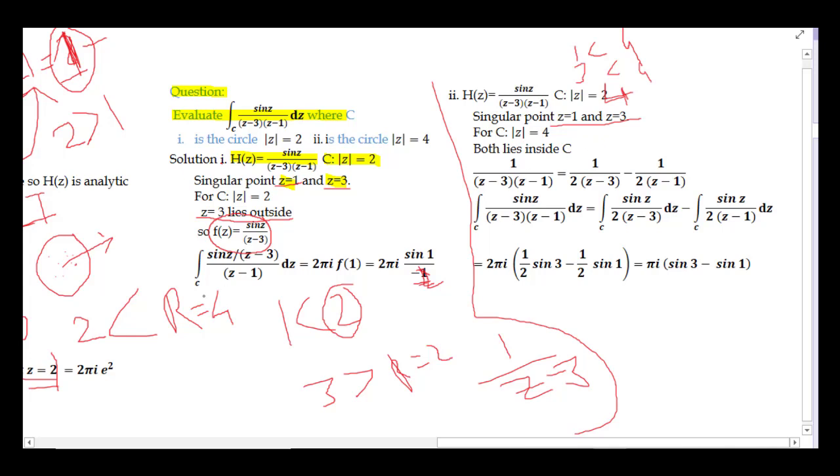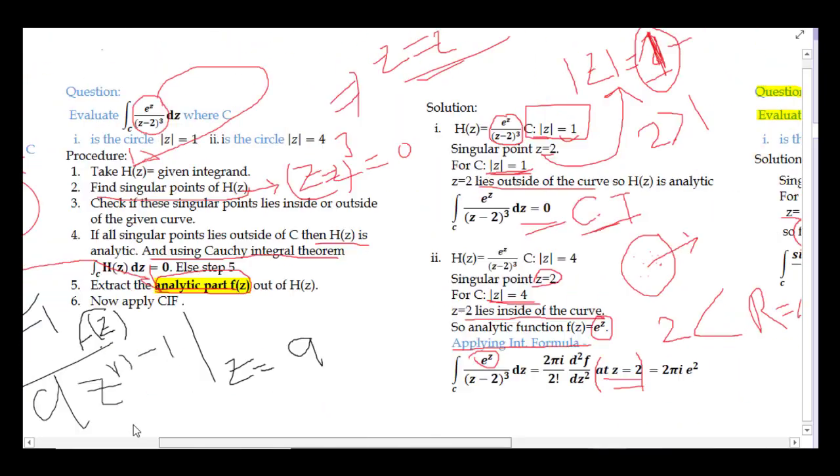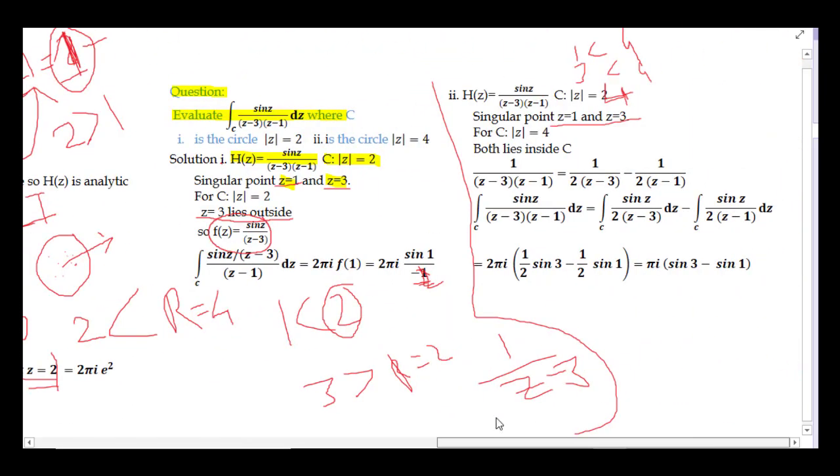In that case, we cannot apply Cauchy integral formula directly. We will go for partial fractions. So partial fraction of 1 upon (z minus 3)(z minus 1) is given by 1 upon 2(z minus 3) minus 1 upon 2(z minus 1). So you need to get the partial fraction of this thing. What does it mean? It means the integral of sin z over (z minus 3)(z minus 1) dz equals this minus this.